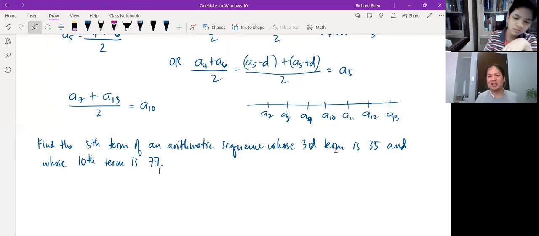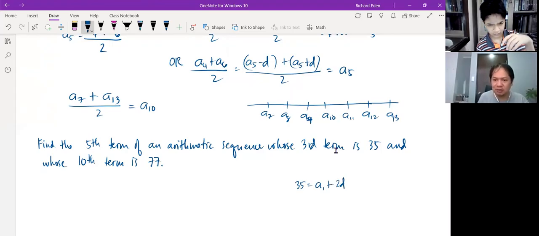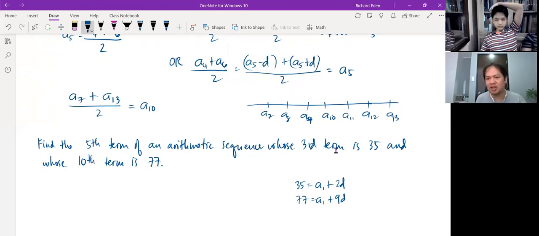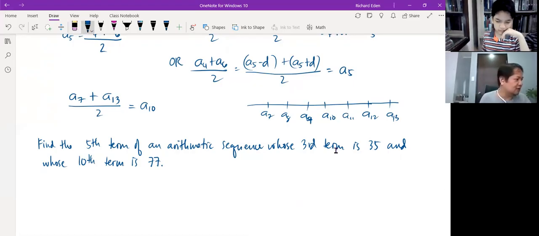So ito, kasi the standard way that students would do is gagawin pa nila 35 is A1 plus N minus 1, 2D, tapos 77 is A1 plus 9D, tas they would solve a system for A1 and D. But you know, if you understand the relationship between these terms, that could allow you to cut some steps. So ito.